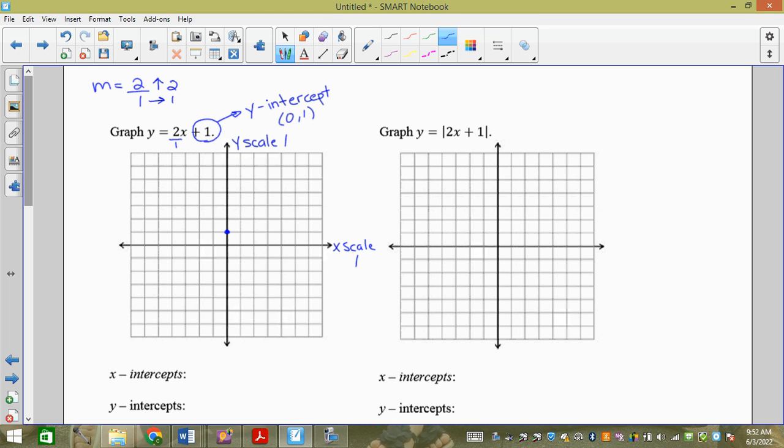So I'm going to go to my home, and they told me to find the place I want to go. I have to rise up 2, run 1. So I rise up 2 from my home, run 1 to the right.